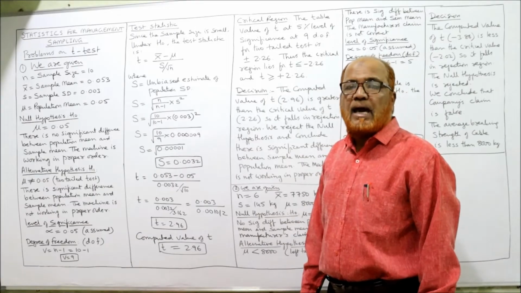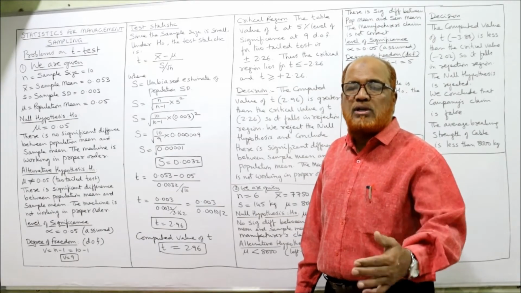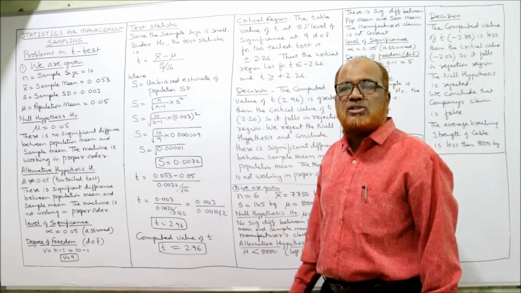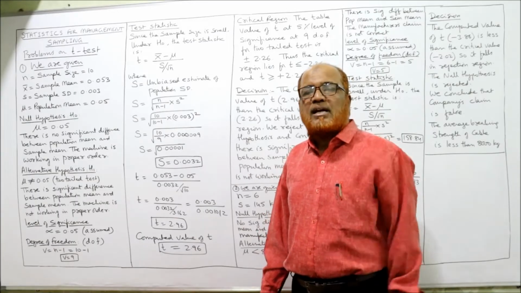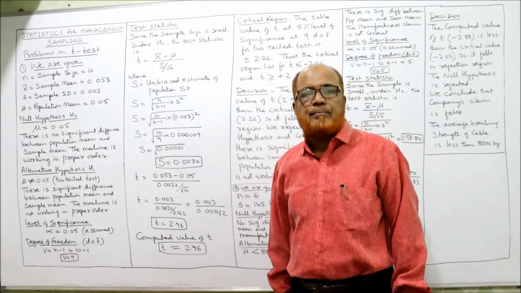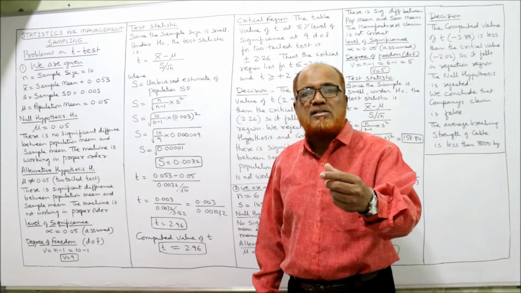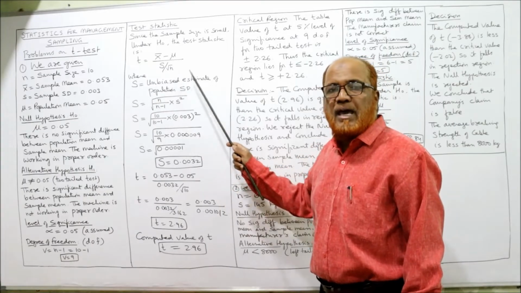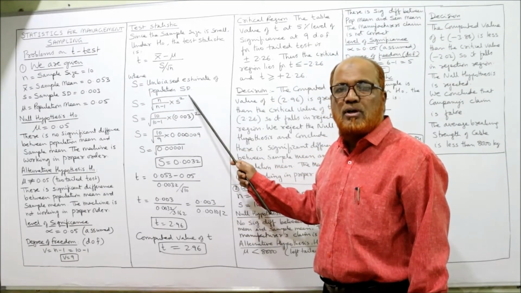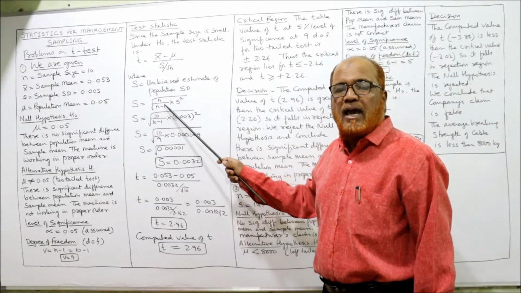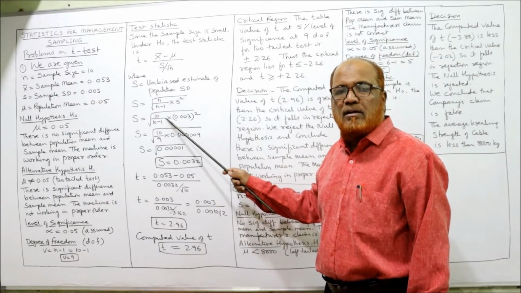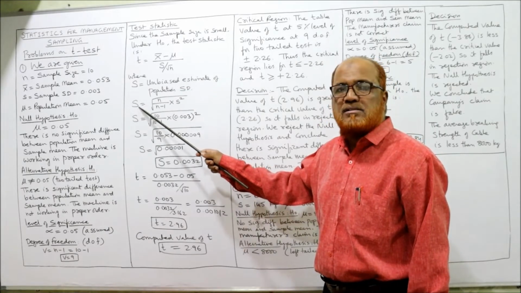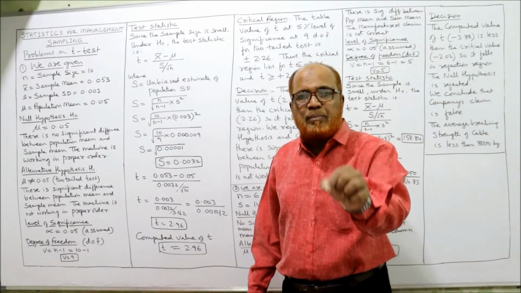In the formula, first we should know what is capital S. It is the unbiased estimate of population standard deviation. The population standard deviation will be denoted by sigma. But in our problem, sigma is not given. So we have to compute capital S, the unbiased estimate of population standard deviation. So what is the formula for capital S? Capital S squared is n divided by n minus 1 into small s squared. This is small s, this is capital S. Small s means sample standard deviation.